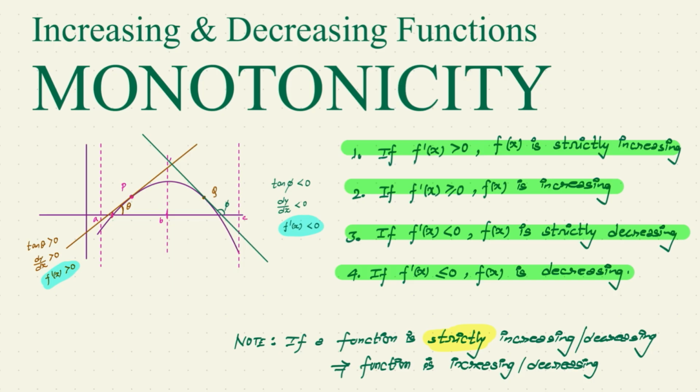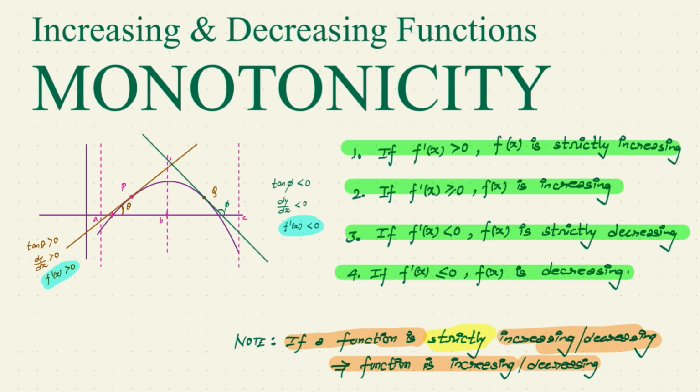One thing is very important to note here: if a function is strictly increasing or strictly decreasing, then we can say that the function is increasing or decreasing. That means if a function is strictly increasing, then we can say that the function is increasing only also. But the reverse is not true. That means if a function is increasing, that does not mean that the function is strictly increasing. So you have to keep this in your mind.